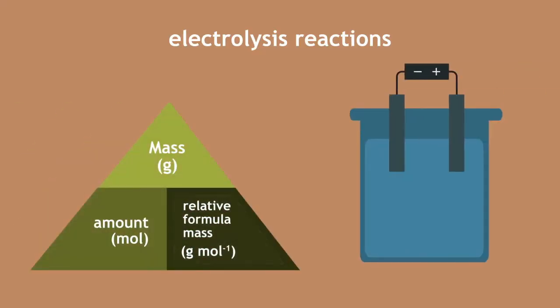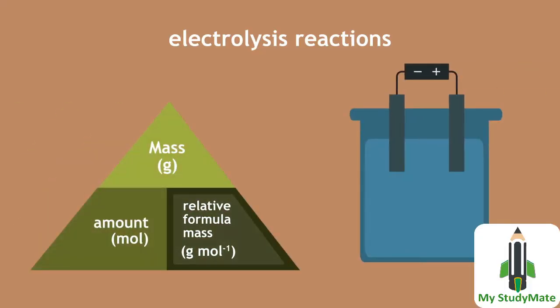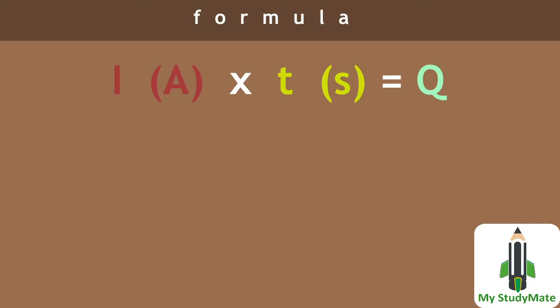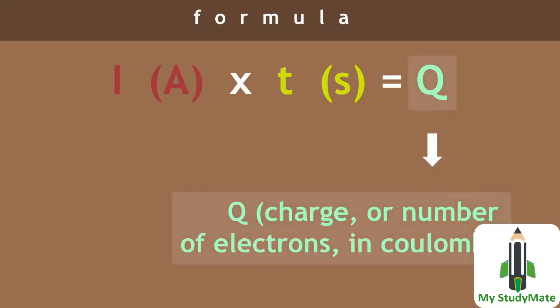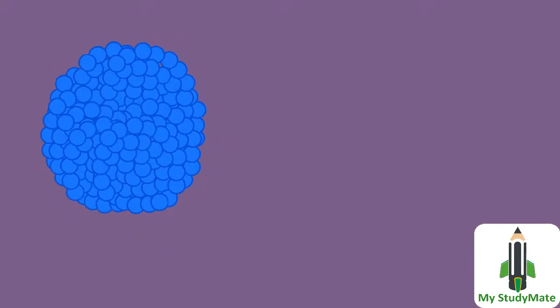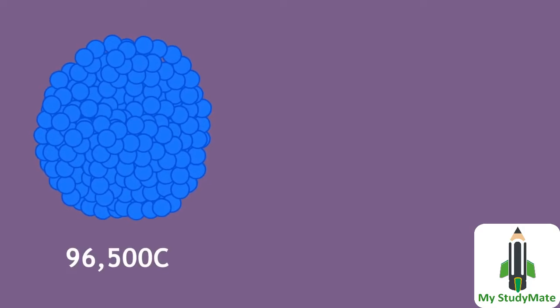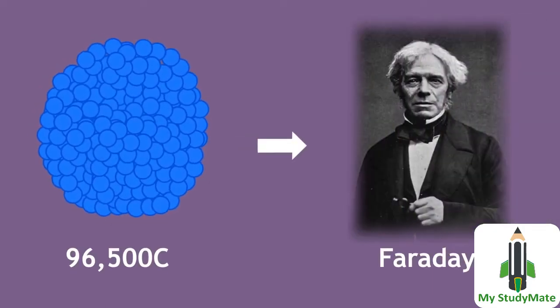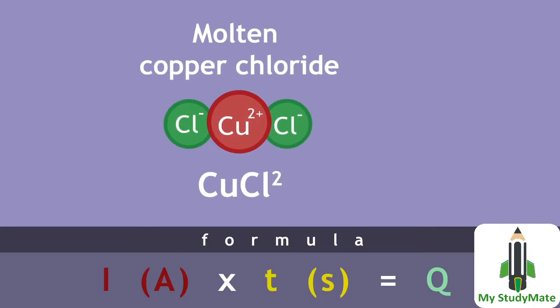There is a second way of calculating the mass produced from electrolysis reactions. This involves the use of this formula, Q = I × t, where Q is charge or number of electrons in coulombs, I is the current in amps, and t is the time in seconds. 1 mole of electrons has a charge of 96,500 coulombs, also known as a Faraday.